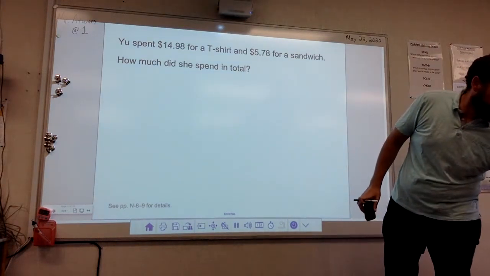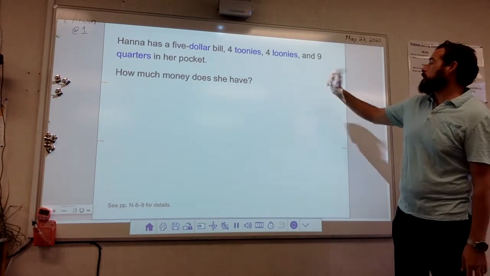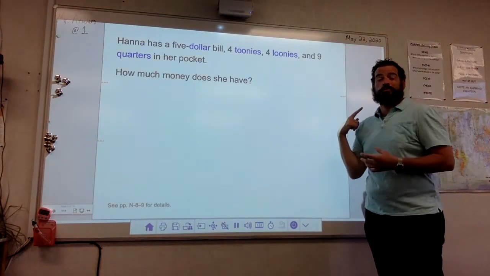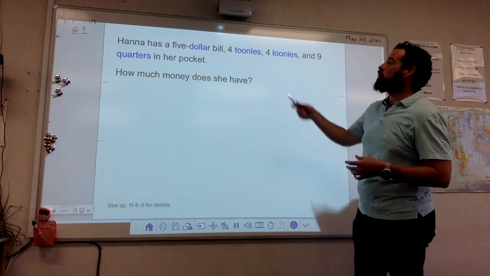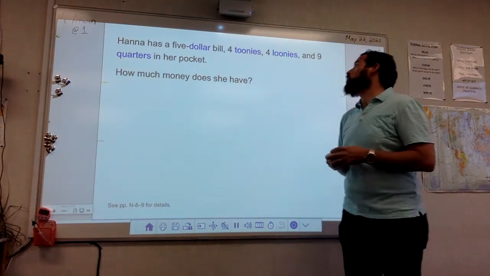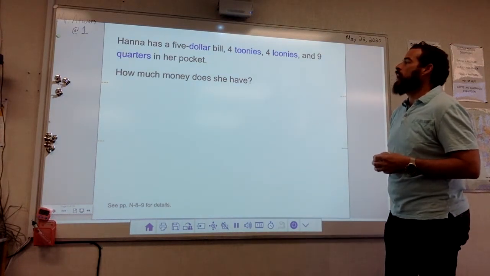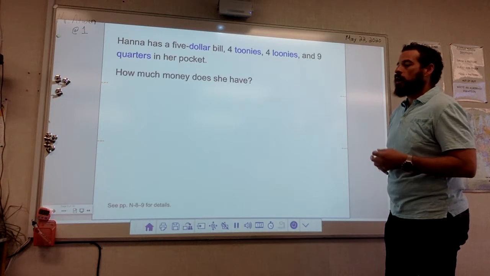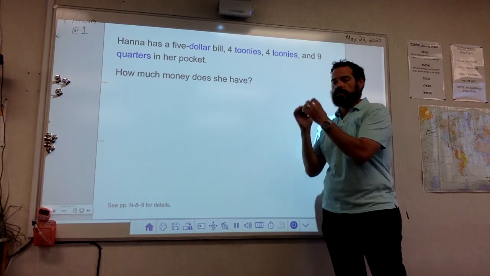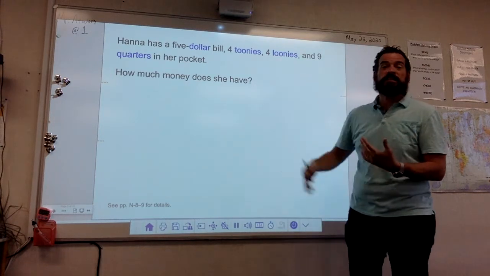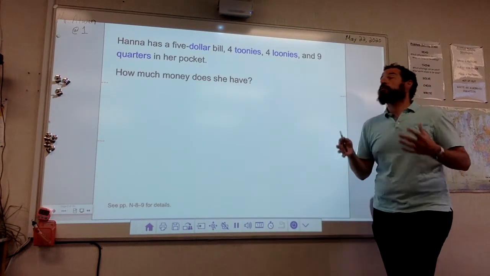Okay. Next one, and this just has to do with also making sure that we remember the values of our different bills and coins. So it says Hannah has a $5 bill, 4 toonies, 4 loonies, and 9 quarters in her pocket. How much money does she have? Now it doesn't say total or sum, but if it's asking how much money she has, that gives us the clue that we're looking to add everything together.